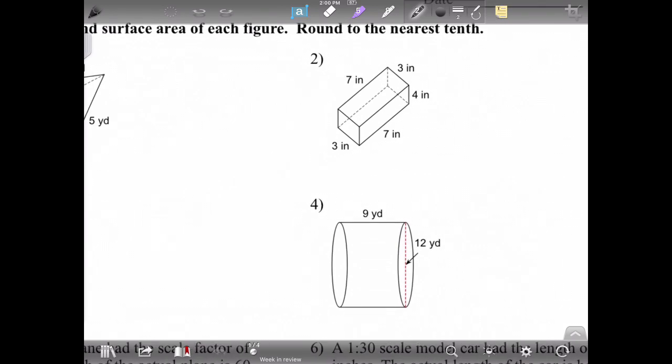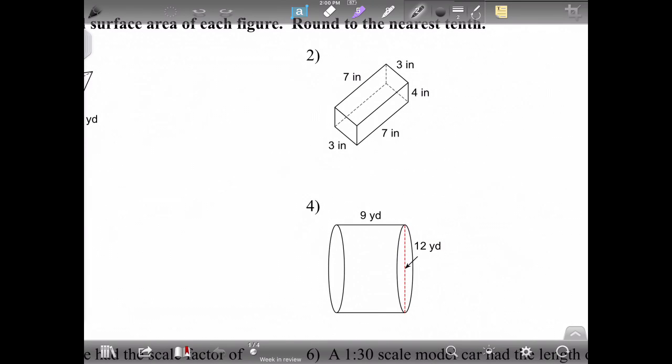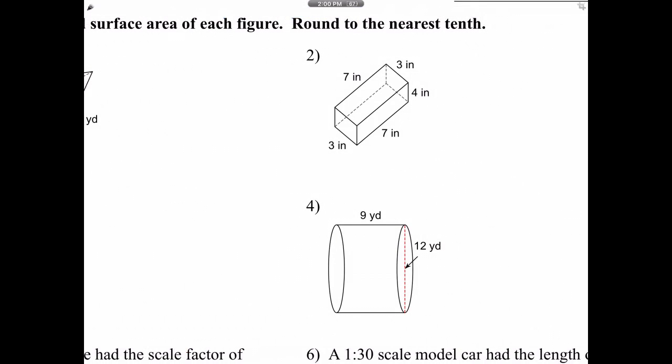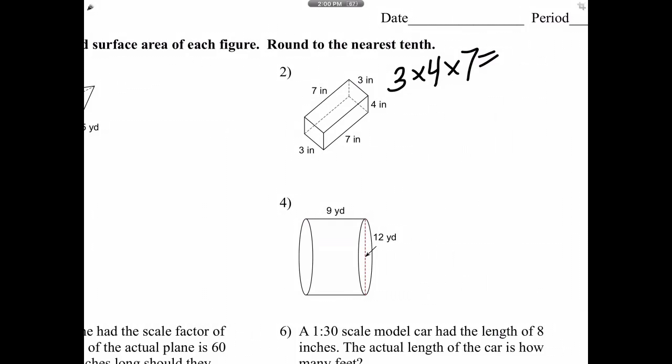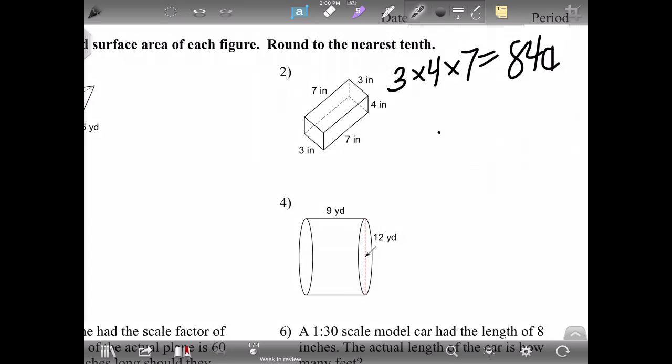Let's do the volume and surface area of this. So it would be length times width times height. So 3 times 4 times 7. So that's 12 times 7. And that would be 84 cubic, whoops, not centimeters, but inches, cubic inches.